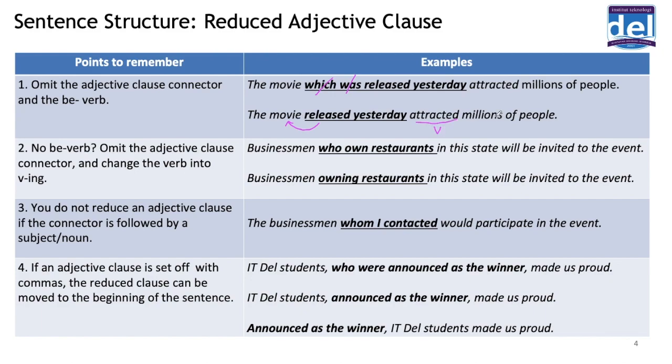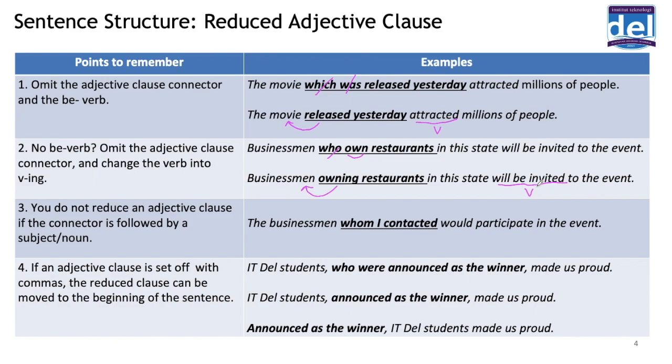The second point to remember, everyone, if the adjective clause does not have a be verb, then you omit the connector and you change the verb into verb-ing. The reduced form is businessmen owning restaurants in the state will be invited to the event. This reduced form explains businessmen.